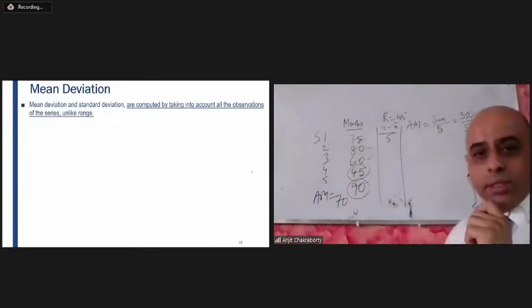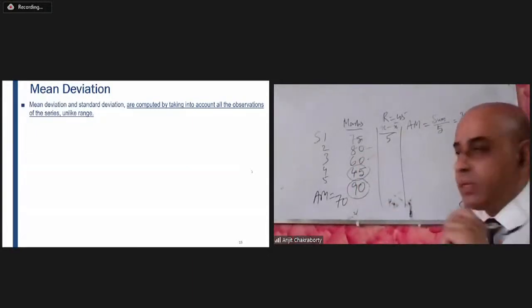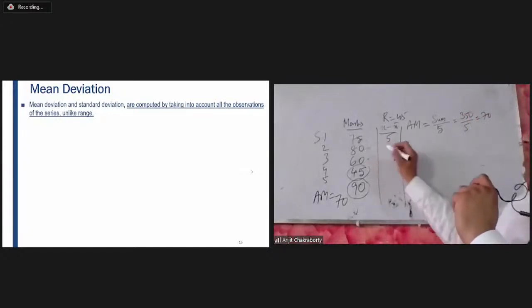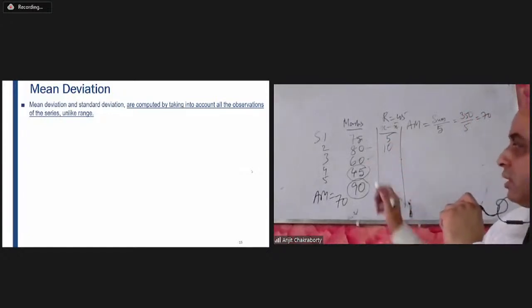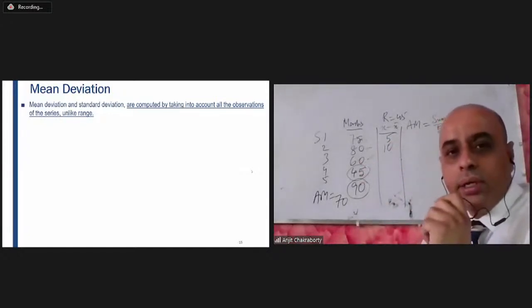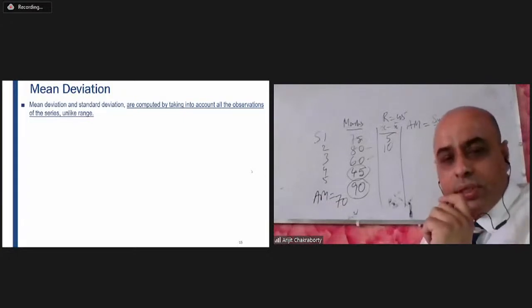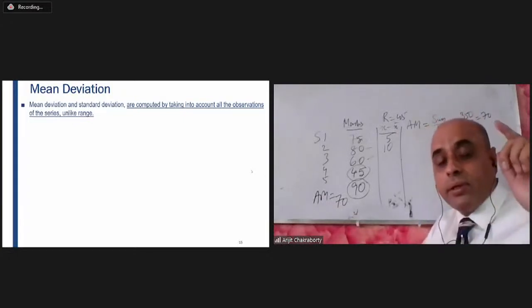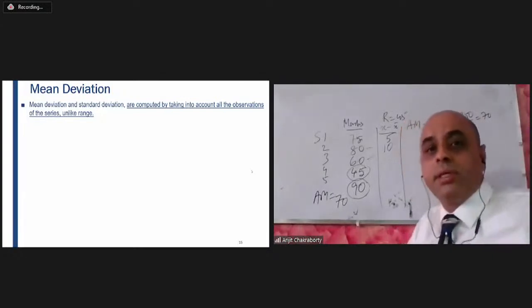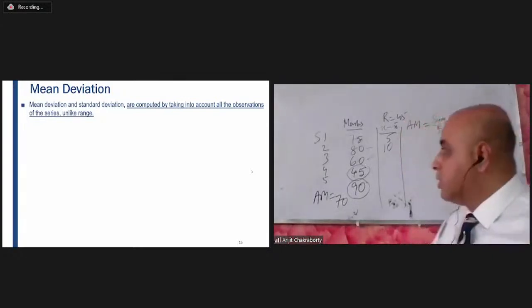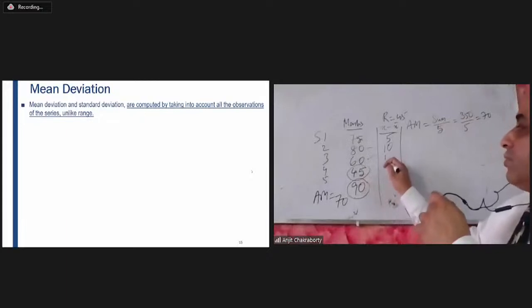Second observation is 80. Your mean is 70. So the deviation is 80 minus 70, that is 10. The third one is 60. The mean is 70. So here also we will take the value without considering whether it's positive or negative. So 60 and 70, the difference is 10.